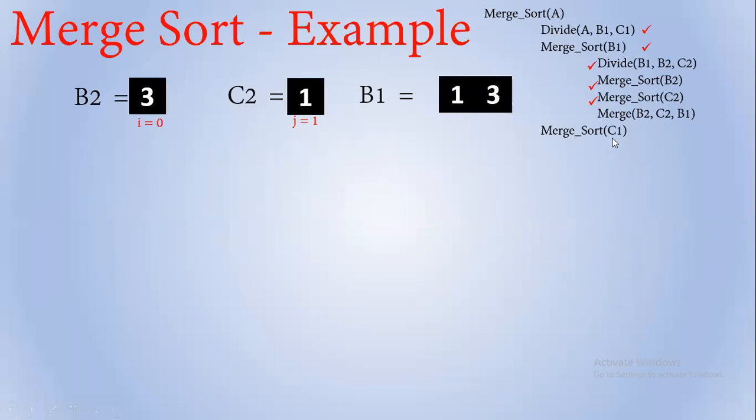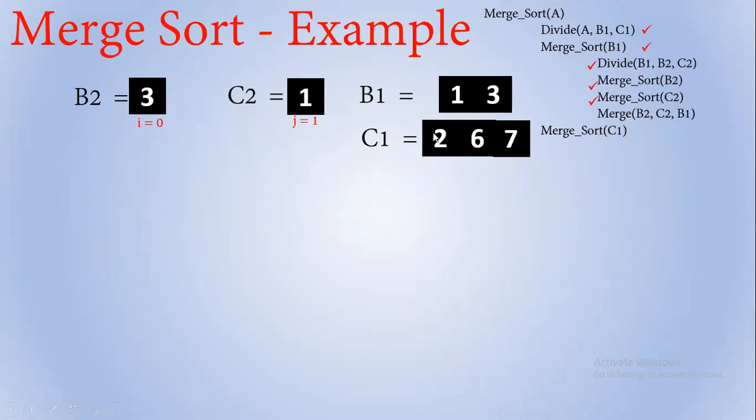So the next one is merge sort C1. So C1 is this one. It was formed when this array A was divided. A was divided as B1 and C1. This C1 came from that division. That means the right side array. So it will be taken and merge sort C1 will be called. When merge sort C1 is called, then these 4 operations inside that one again take place. That's why it is called a recursive algorithm.